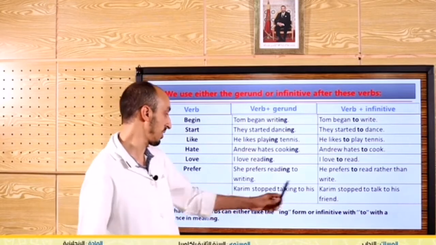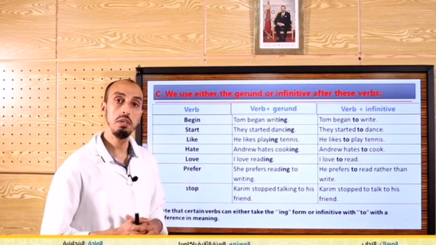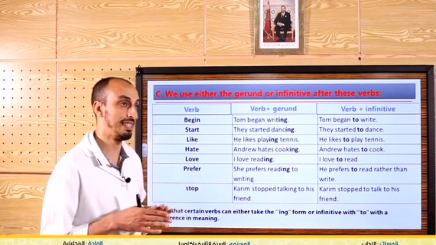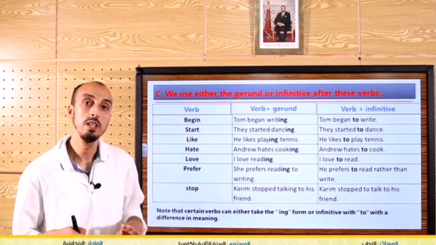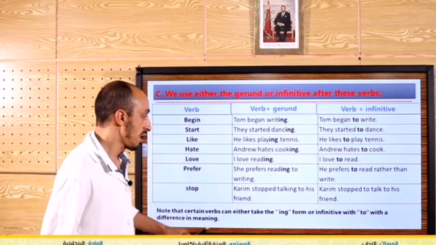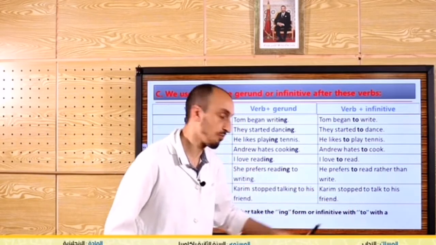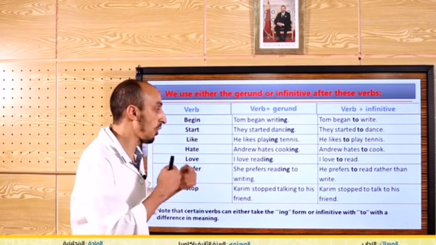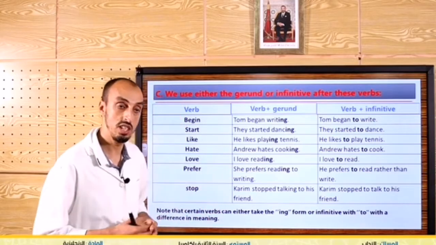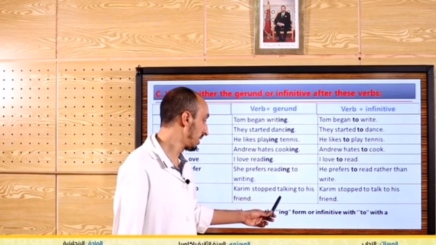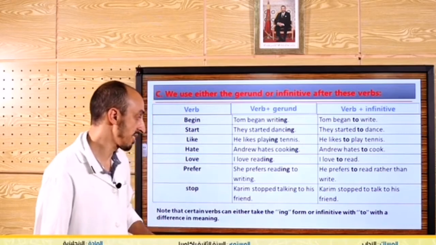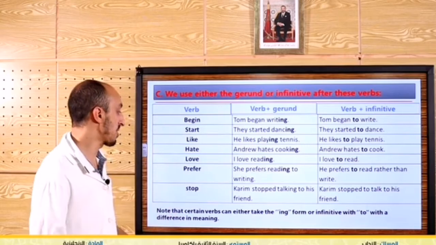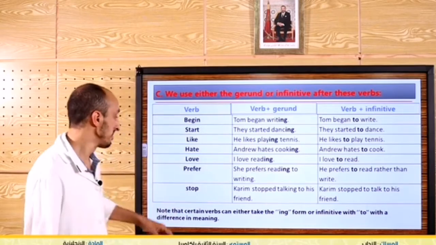So Kareem stopped talking to his friend. So maybe he has some problems with his friend, so he decided to stop talking to him at once. But Kareem stopped to talk to his friend. Maybe he was doing something and stopped to start talking to him. So there is a huge difference in meaning when using the gerund and infinitive with these verbs. Okay.